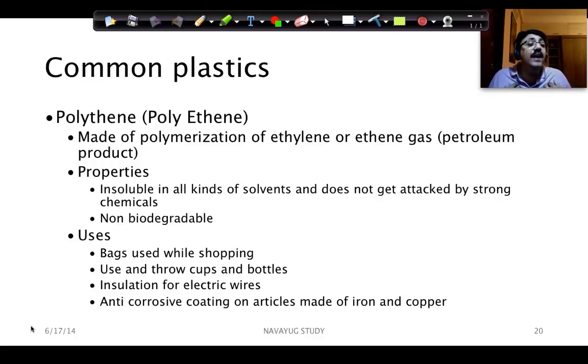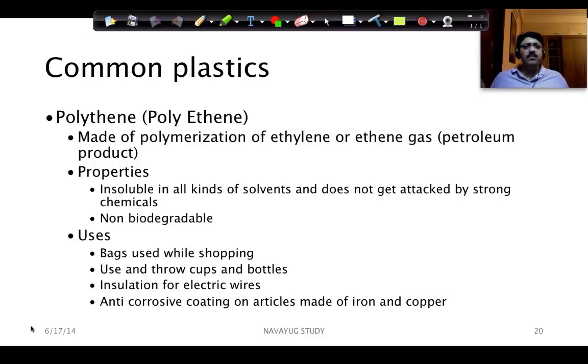When I go for vegetable and grocery shopping, I take jute bags with me, so I don't use plastic bags. Why? Because plastic bags are non-biodegradable. It produces a lot of pollution and problems, and it stays there forever without any degradation. Okay. Now, what are the uses?